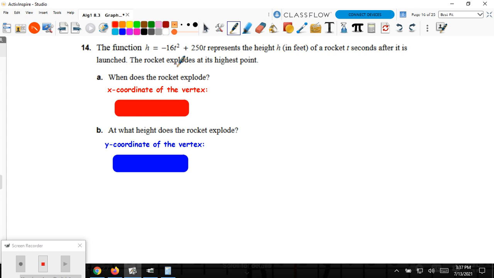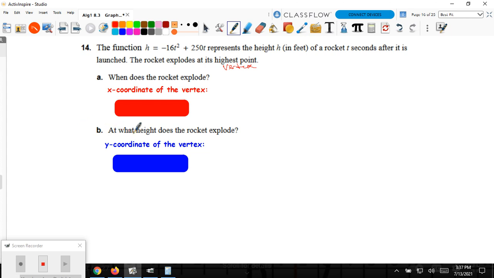The rocket explodes at its highest point. The highest point is the vertex point. Remember, the highest point is our vertex. That's always our highest point. So letter A says, when does the rocket explode? The number for that would be the x-coordinate of the vertex. That's the when, because that would be your x-coordinate, or the t, the time. So that would be how long it would take for it to explode.